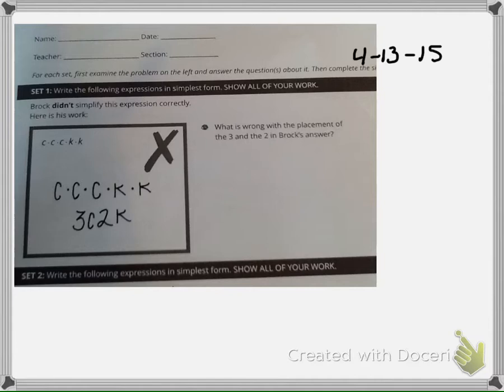This first question is asking me to examine what Brock did. It tells me he did not do it correctly. And then it's saying what's wrong with the 3 and the 2 that he has here and here. So turn the video off and explain what's wrong with that and where and what it should have been, and then turn it back on and check your work.